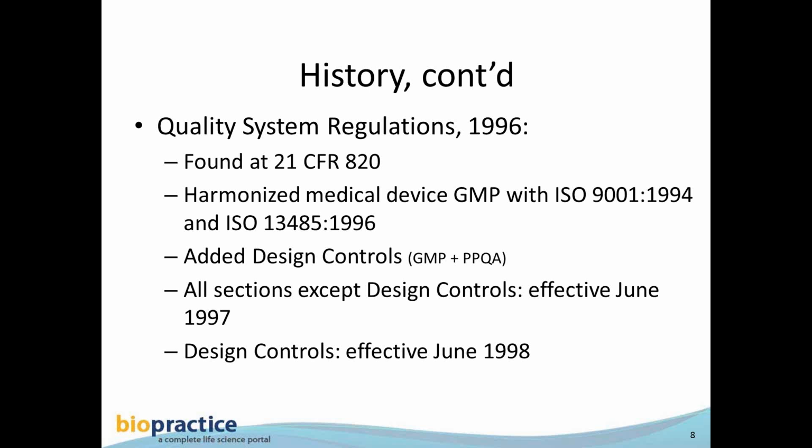These became effective, the Quality System Regulation became effective in June of 1997, except for design controls, which became effective in June 1998. There was a one-year phase-in period because FDA considered it to be such a sea change in the way of manufacturing and controlling medical devices for the manufacturer. So if you do the math here, you see that design control and quality system regulations have been in effect for slightly less than 20 years in the medical device industry.